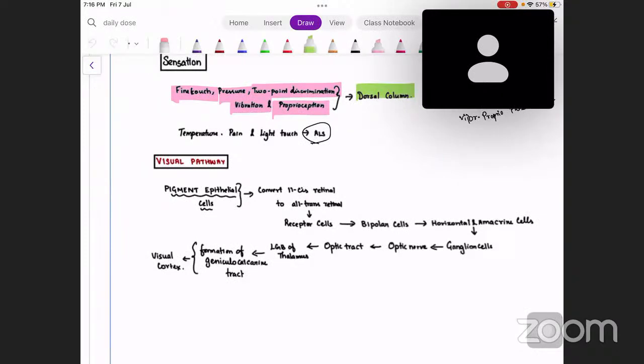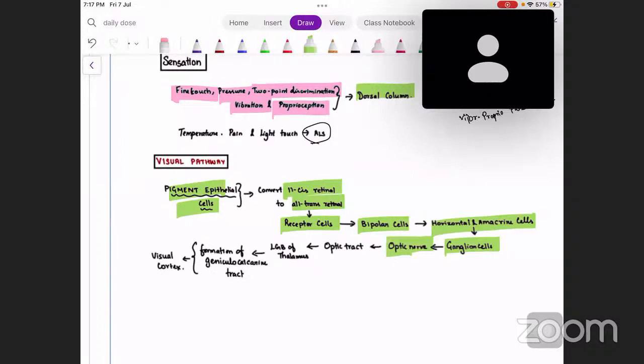Pigment epithelial cells will convert the 11-cis retinol to all-trans retinol, and all-trans retinol will produce the activation, and receptor cells will be stimulated. Stimulated receptor cells will transport the stimulus to bipolar cells, bipolar cells to horizontal and amacrine cells, to ganglion cells, to the optic nerve.